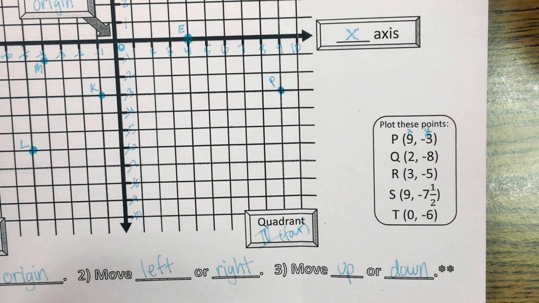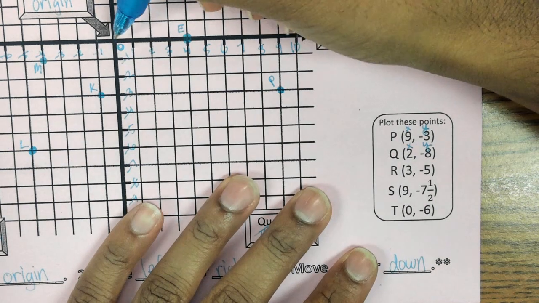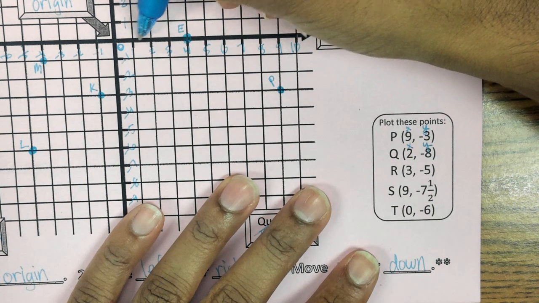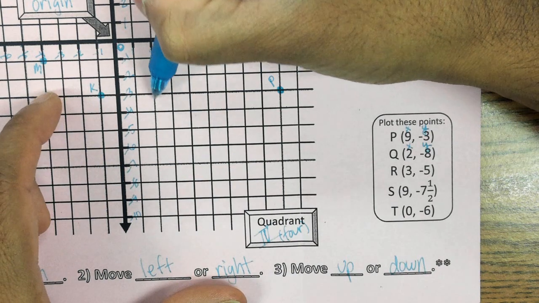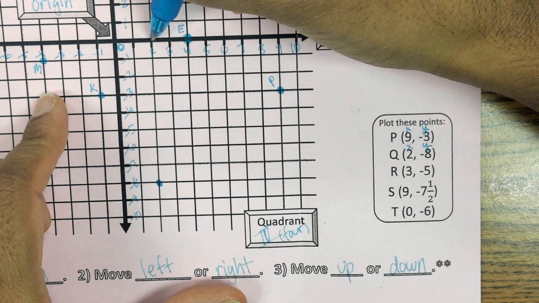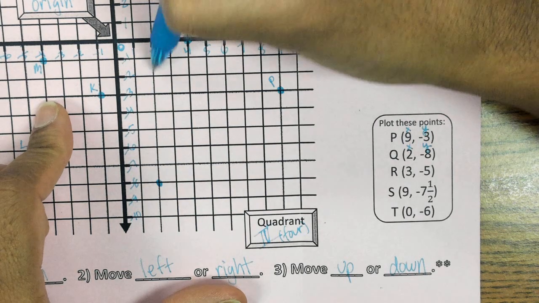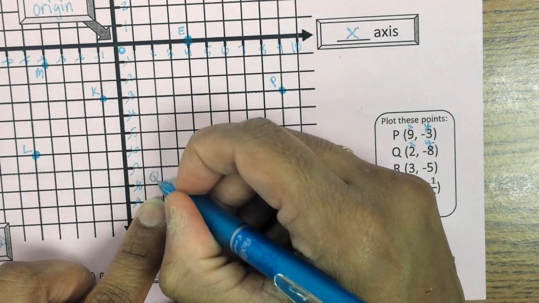Point Q is at 2, -8. So x is 2, y is -8. So when I start at my origin, x is at +2, y is at negative 8, so we move down to negative 8. Remember, we start at the origin, move to the right in this case because this first number is positive, move down in this case because the second number is negative. Right here is point Q.